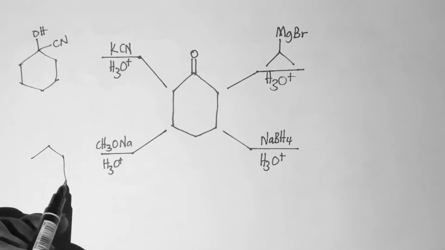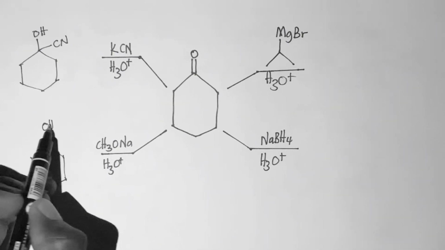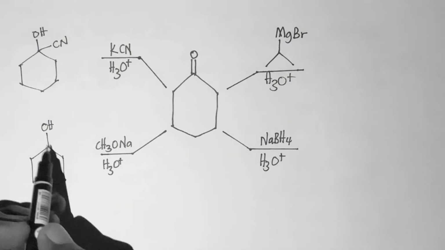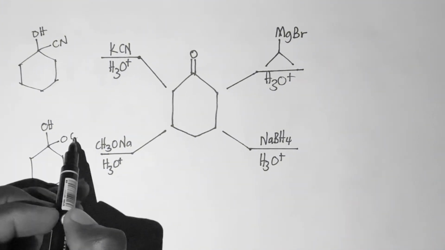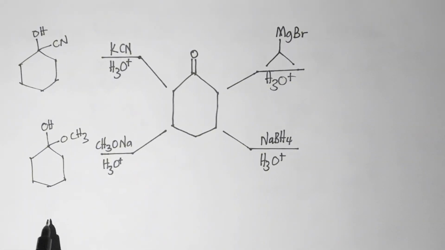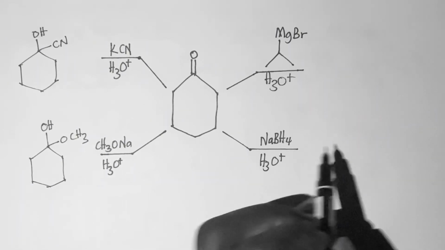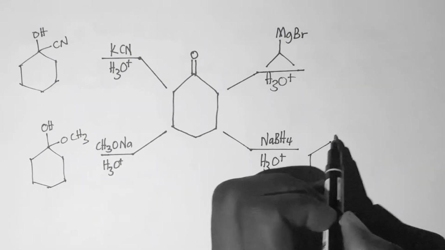And in this part it is the same thing. So draw our cyclohexane, we will form an OH here. Now the nucleophile here is the methoxide ion, so we are going to add a methoxide here. And this is sodium borohydride, so we will form an alcohol. So we'll draw our cyclohexane here.